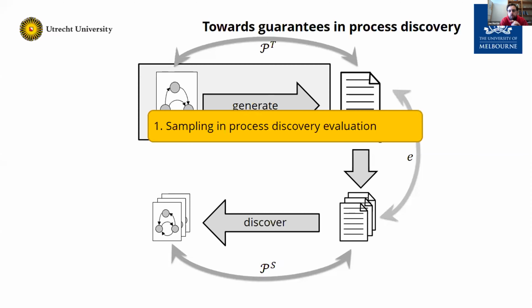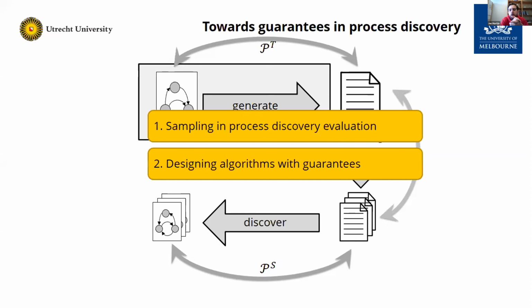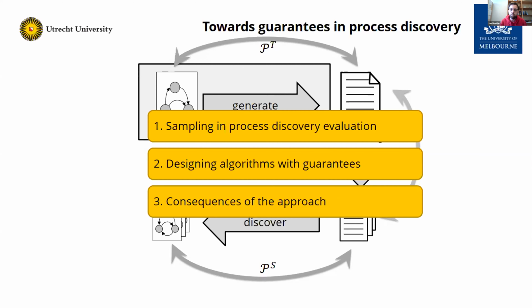But that means that we also need to discuss what is sampling in process discovery, and how can we use it to evaluate our results in process discovery? That also means that we have to rethink how we design our algorithms. What guarantees do our algorithms offer? How do we think of this? And can we put this in a larger context of internal validity of our processes? And if we do it this way, then what are the consequences of thinking more in terms of the guarantees of our process discovery algorithms?